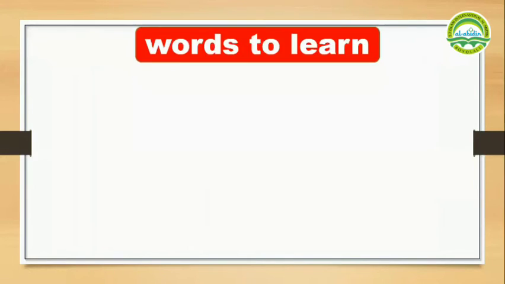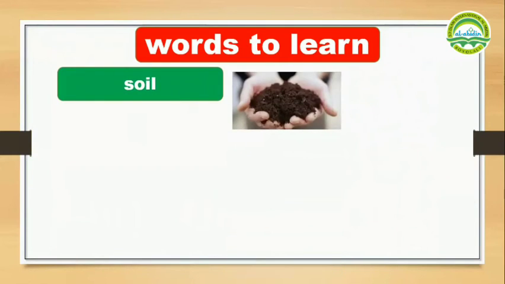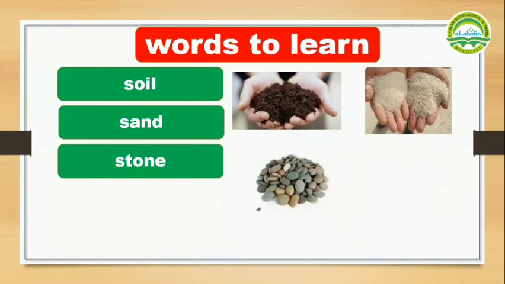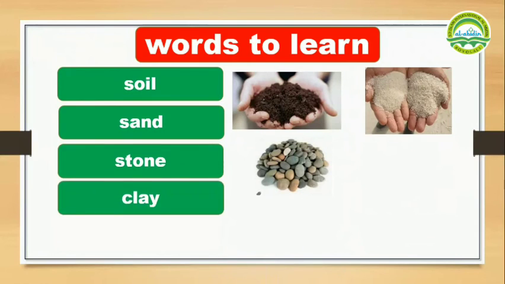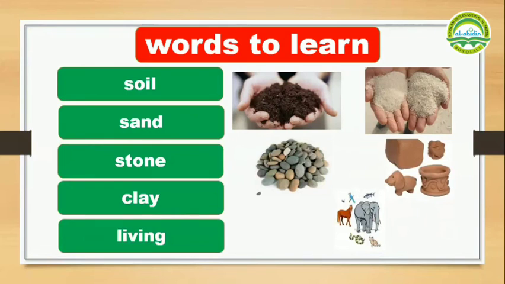So you have to keep in your mind soil. This is the soil. What do you think? Is it natural or man-made? Yes, it comes from nature, so it's a natural material. Sand is a natural material. Stone is also a natural material. Clay is a natural material. And living things like animals are all natural materials.